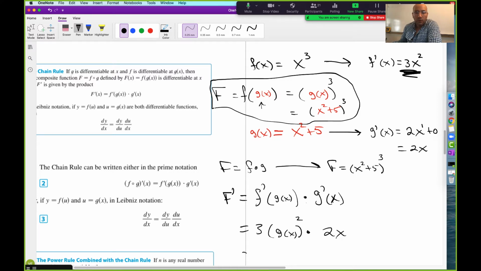Good. So as a final answer, I would get 3 times x squared plus 5, which is the g function, squared, times 2x. And then, okay, I lied, one last step. Let's multiply the 2 and the 3 to give us 6x times x squared plus 5 to the power of 2. Right? So that's the derivative of this capital function, which is defined to be a composition of these two functions. Okay. Any questions about that?